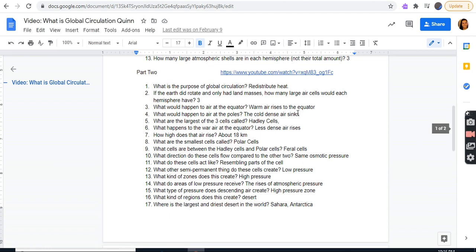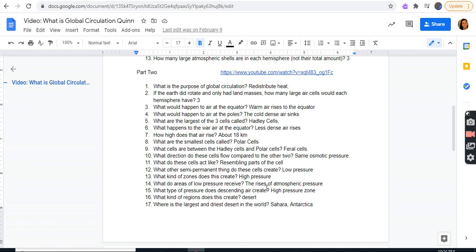How many large air cells would each hemisphere have? 3. Warm air rises at the equator, but cold, dense air sinks. Hadley cells. Less dense air rises about 18 km. Polar cells. Ferrel cells. What direction do these cells flow compared to the other two? Same. Low pressure. High pressure. The rise of atmospheric pressure.